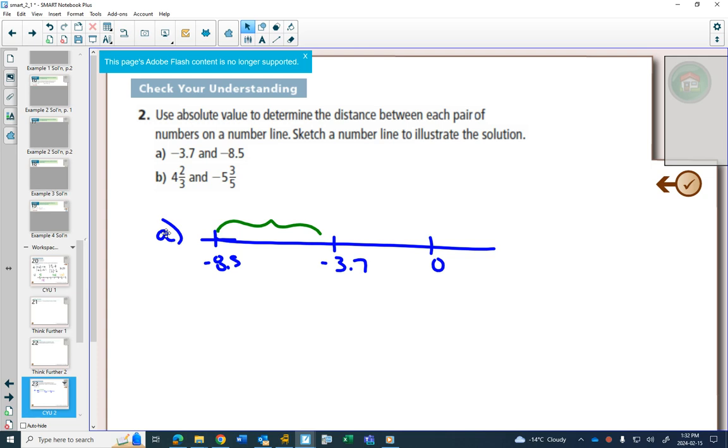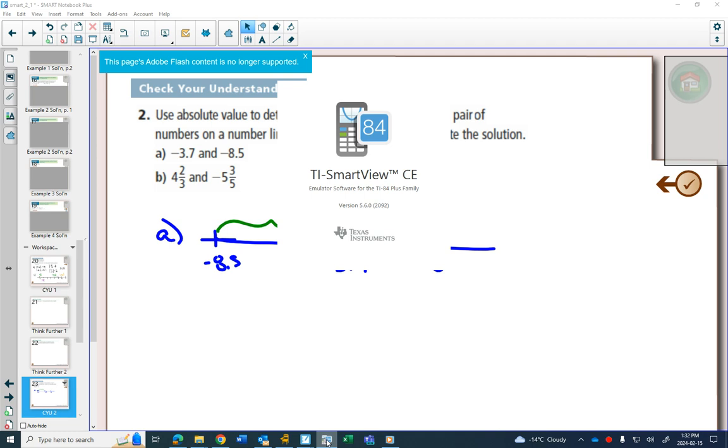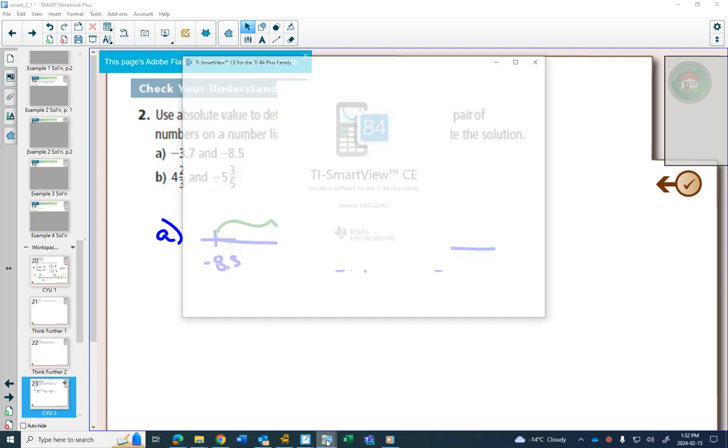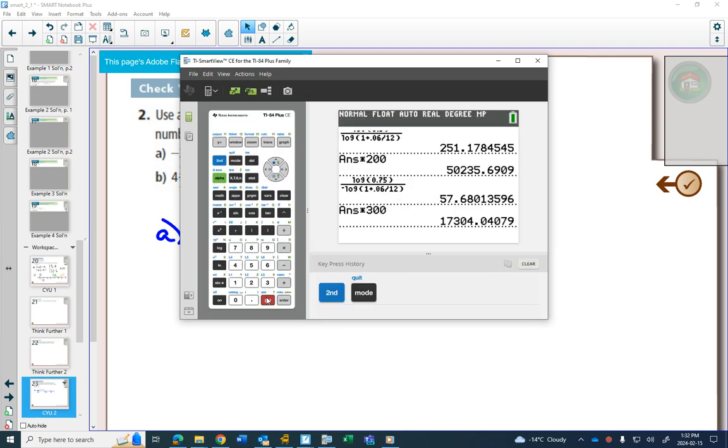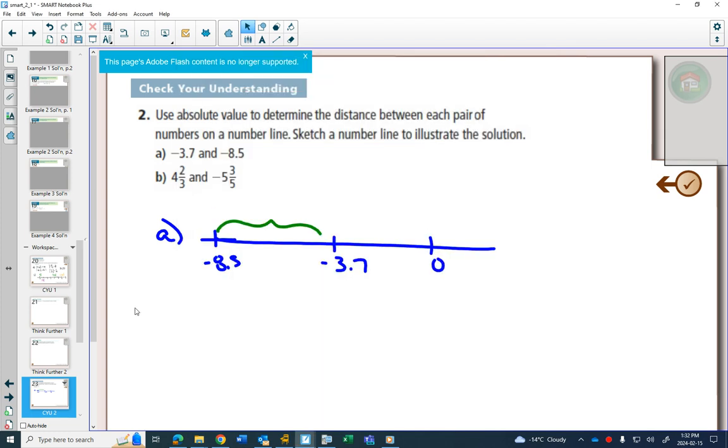Okay? Technically, when we're subtracting to find a distance, we would do the big one minus the small one. And if I draw the number line, I hope you can see that the big one is negative 3.7. So if I did negative 3.7 minus negative 8.5, I'll get the right answer. Calculator. So negative 3.7 subtract bracket negative 8.5, 4.8. So this is 4.8.